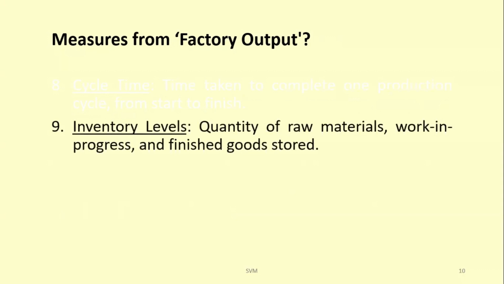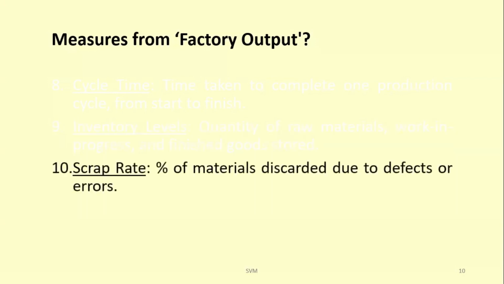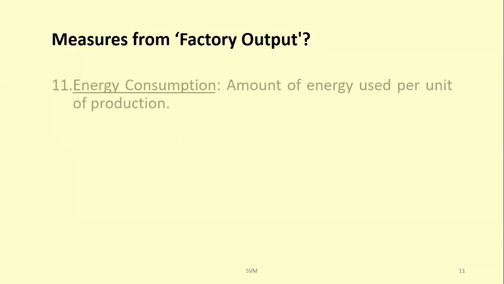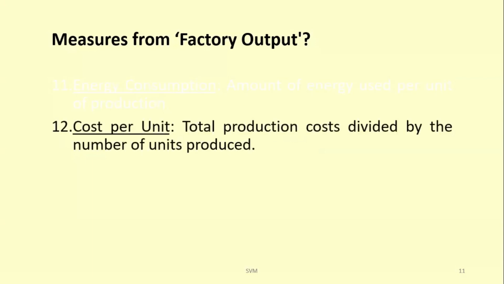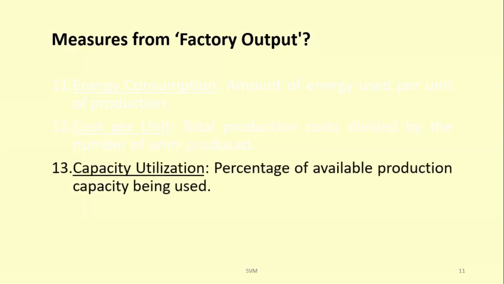Inventory levels, quantity of raw materials, work in progress, and finished goods stored. You can measure and devise inventory levels for each of them. Scrap rate, percentage of materials discarded due to defects or errors, can be measured. Energy consumption, amount of energy used per unit of production, can be measured. The cost per unit means the total production cost divided by the number of units produced, can be measured.